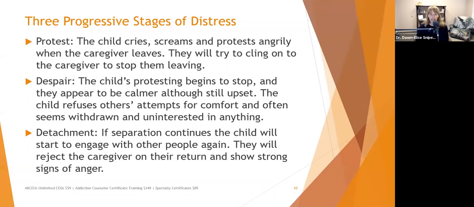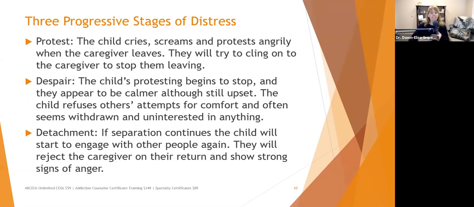trigger for a protest. The second step is despair. The protesting begins to stop and the child appears to be calmer, although still upset. The child refuses others' attempts for comfort and often seems withdrawn and uninterested in anything. Think about adult relationships. That breakup happens, you cry, you try to make it stop, whatever, and then you settle into that grieving despair period.